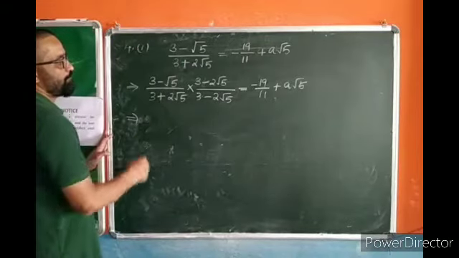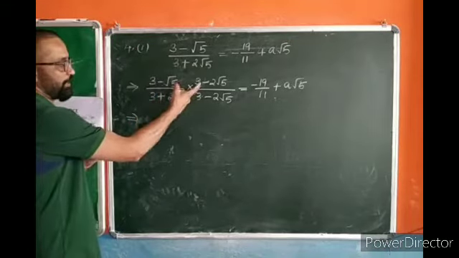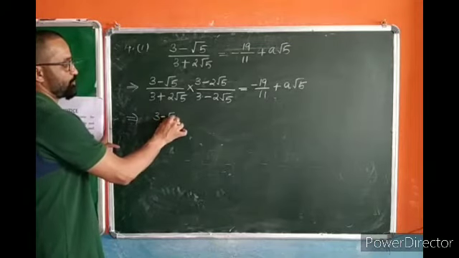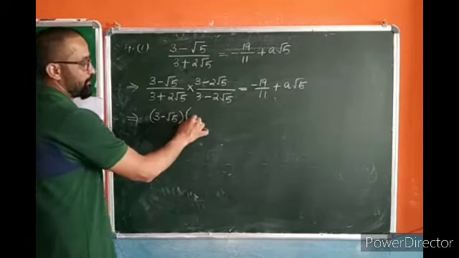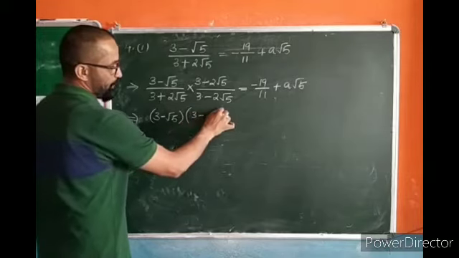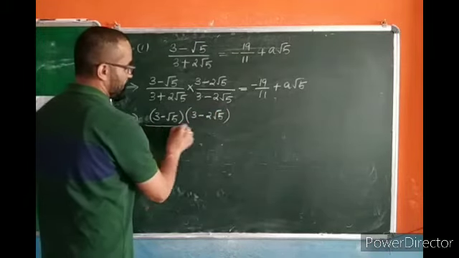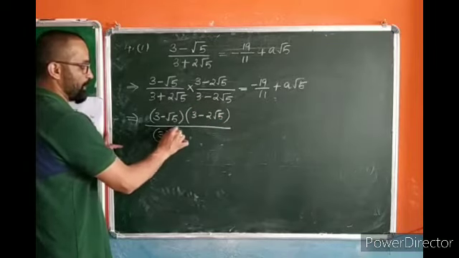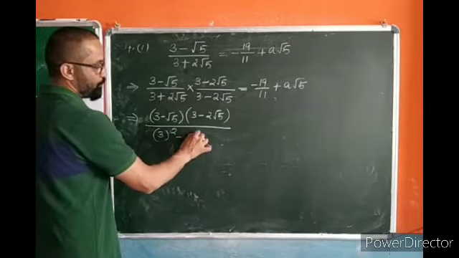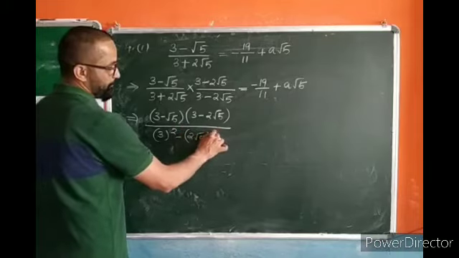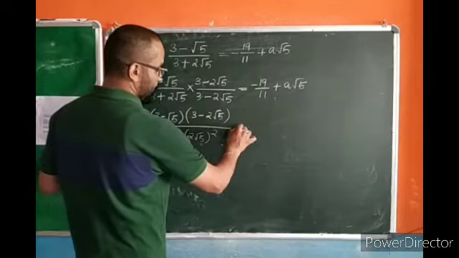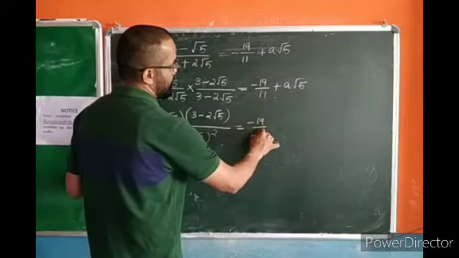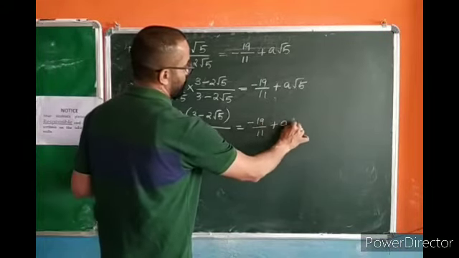Simplify the first one. It is multiplication, so keep 3 minus root 5 inside a bracket, and 3 minus 2 root 5 inside a bracket. In the denominator it is plus minus, so 3 whole square minus 2 root 5 whole square, equal to, copy it, minus 19 divided by 11 plus A root 5.